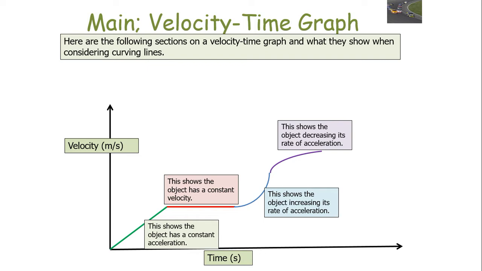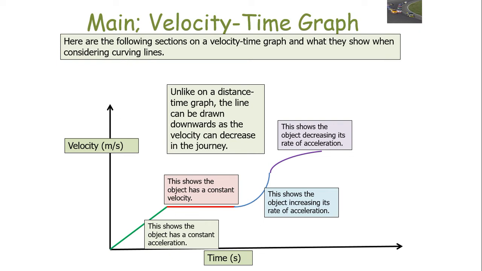Now, if the line is curving upwards, this shows the object is increasing its rate of acceleration, whilst if the line is curving downwards, it's decreasing its rate of acceleration. Now, just like we mentioned before, unlike on a distance time graph, the line can be drawn downwards as the velocity can decrease in a journey. You can, in fact, slow down.